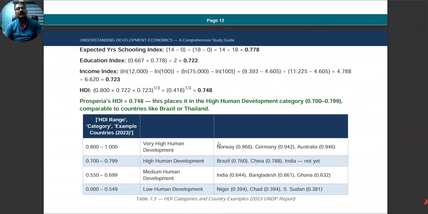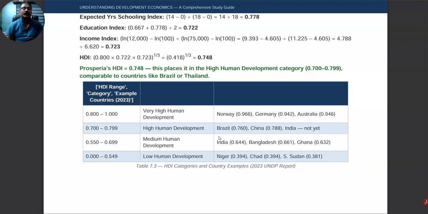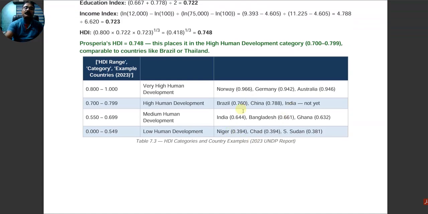This is hypothetical data. Now this value represents the high human development category, because UNDP has already classified countries with respect to the values of HDI. The countries are classified into very high human development, high human development, medium human development, and low human development. The countries are given for 2023.